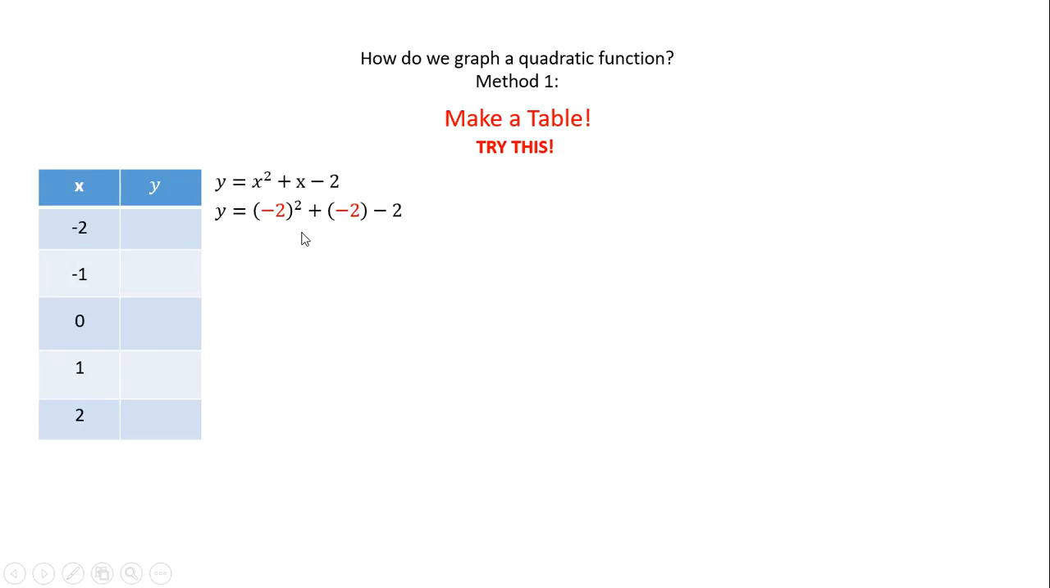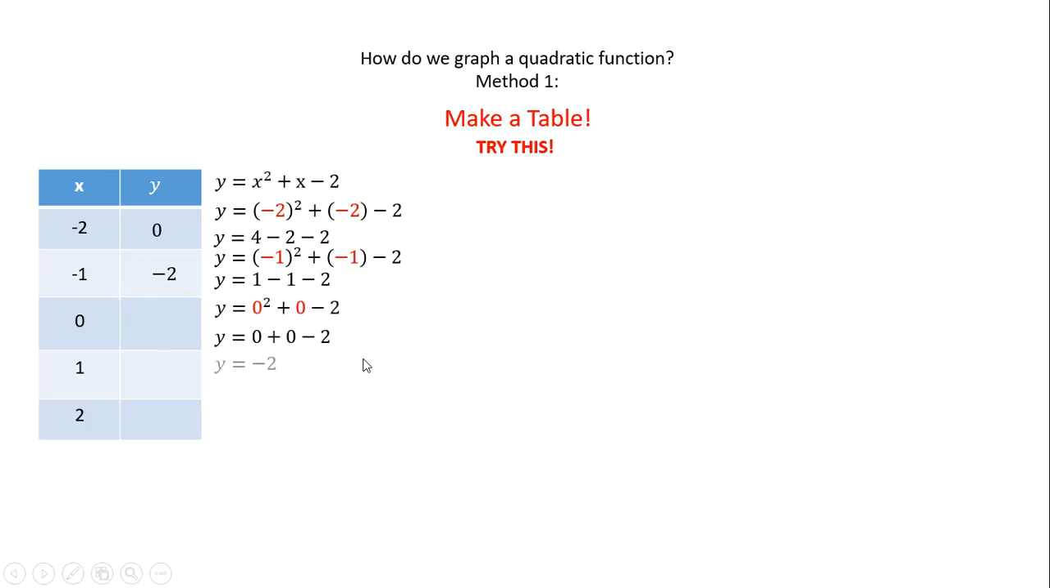x equals -2. Plug it in. We get 4 minus 2 minus 2 is 0. Let's plug in -1 to get -2. Put that in the table. Plug in 0 to get -2 again. Put that in the table.